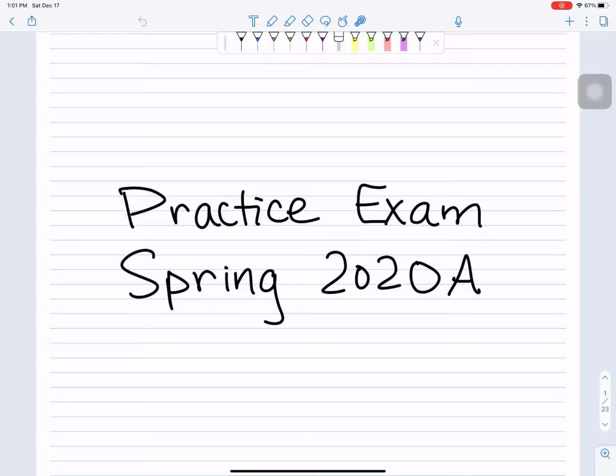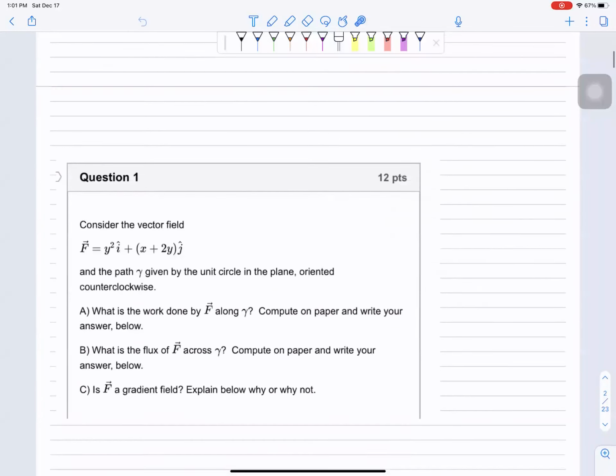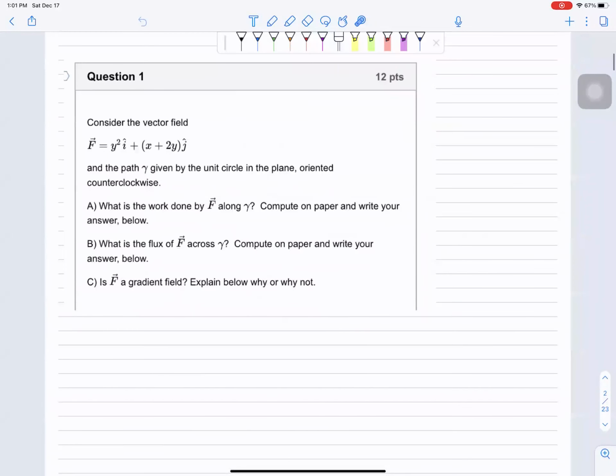Okay, so this is a practice review session for going over the practice exam, spring 2022. Or sorry, spring 2020, not 22. So first question, it says consider this vector field, and they give you this path given by a unit circle in the plane oriented counterclockwise. And they say, what is the work done by F across gamma?